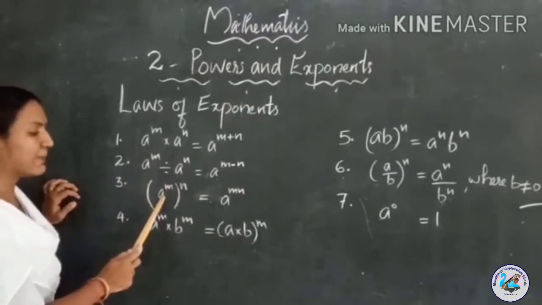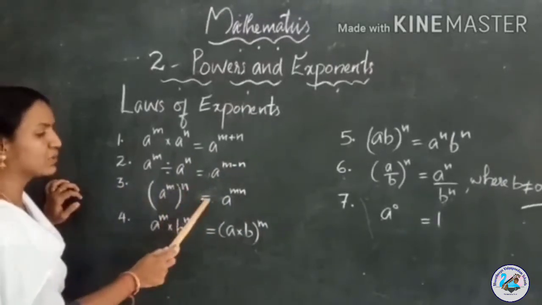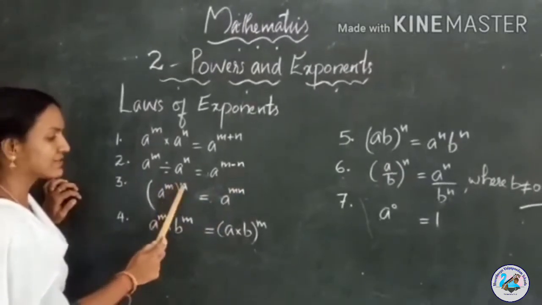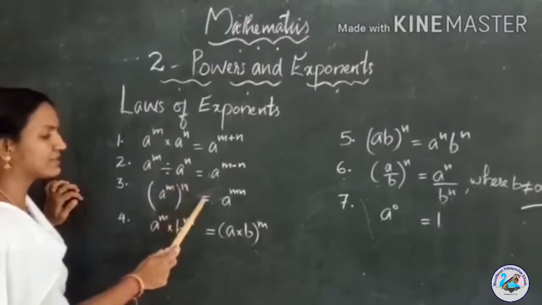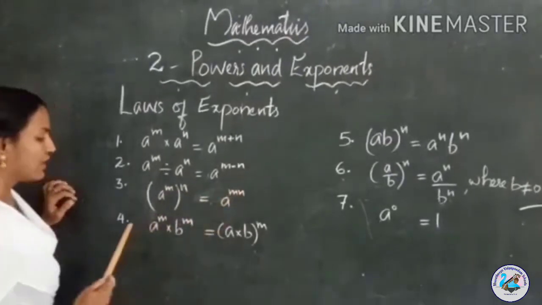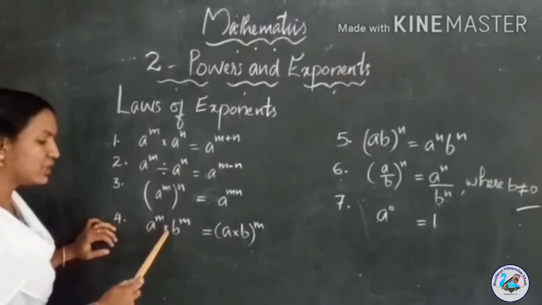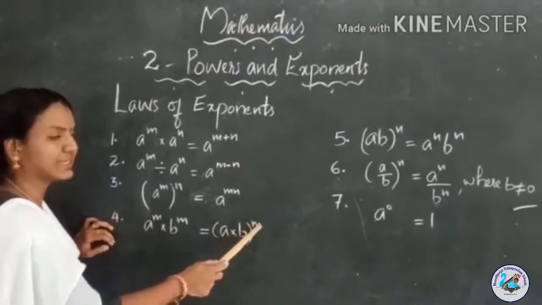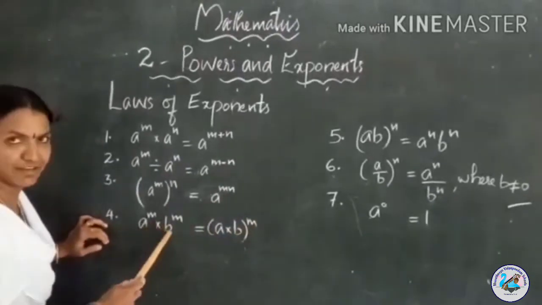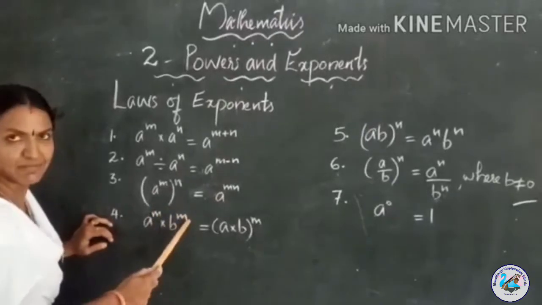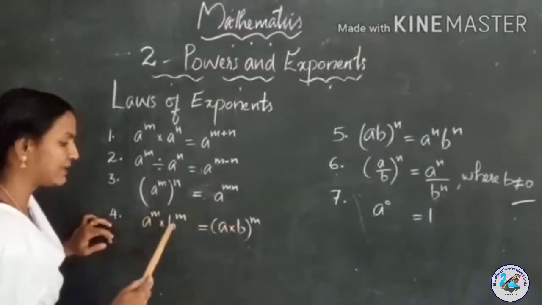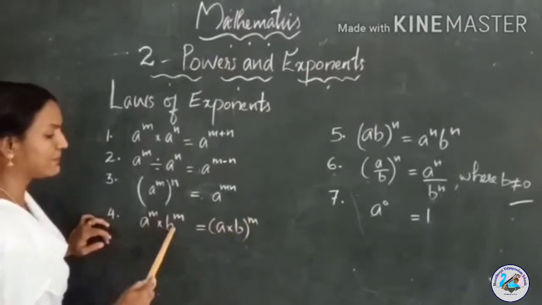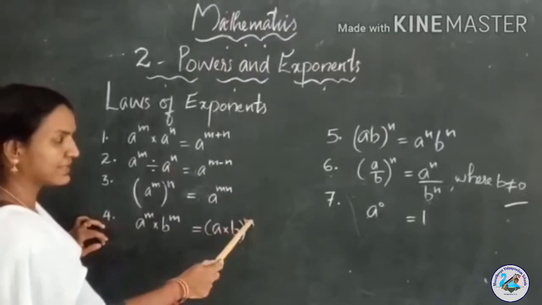Third law: a power m the whole power n is equal to a power mn. Here we have to multiply the powers m and n. Fourth law: a power m into b power m is equal to a into b the whole power m. Here the bases are different and the powers are the same, so we multiply the bases a and b.